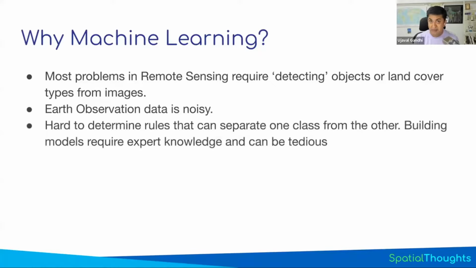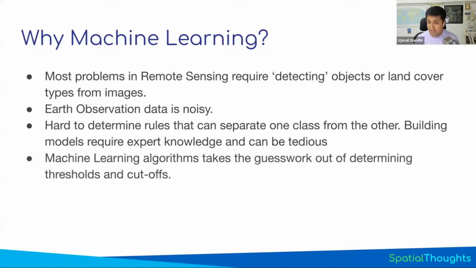So if you want to figure out how to determine different rules to separate out different materials based on the reflectances, that becomes a very hard problem because of the noise. Earth observation data also has many spectral bands, and building rules for all of those becomes quite challenging. Instead, machine learning says, if you have some data, if you have some ground truth, you don't need to really figure out all the rules and all the formulas. We'll figure it out using machine learning.